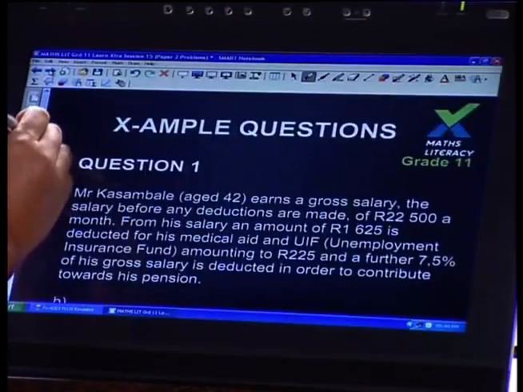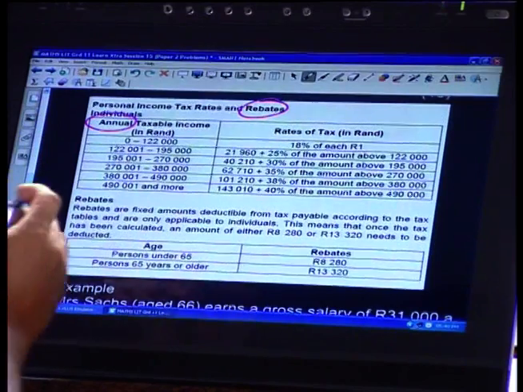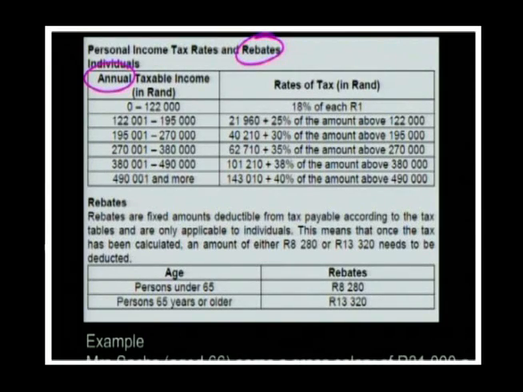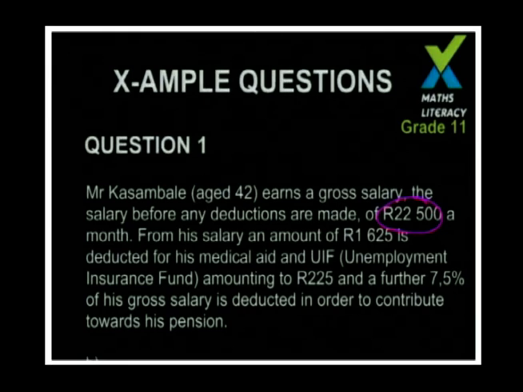Let's look at my tax table. My tax table now is saying, okay, so if I earn 227,000, where does that fit in? Can you see it's going to fit in right over here? Okay, I'm earning between 195,000 and 270,000. So how much tax am I going to pay? Well, according to this, I'm going to start off straight away by paying 40,210 Rand.